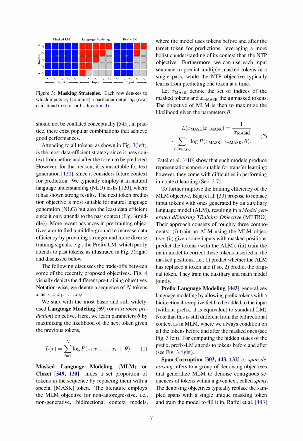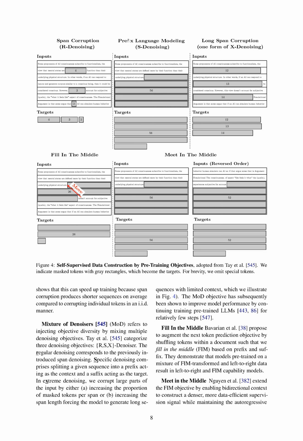Span corruption or span denoising refers to a group of objectives that generalize MLM to denoise contiguous sequences of tokens within a given text. This approach often speeds up training because it produces shorter sequences on average. The mixture of denoisers, or MOD, injects diversity by mixing multiple denoising objectives. There are three types of denoisers: regular, specific, and extreme. Each of these types has its own distinct features and use cases, and mixing them can improve model performance.